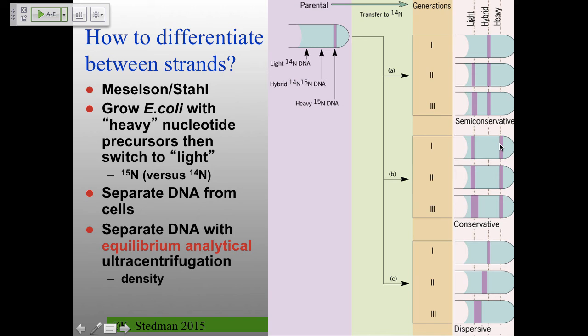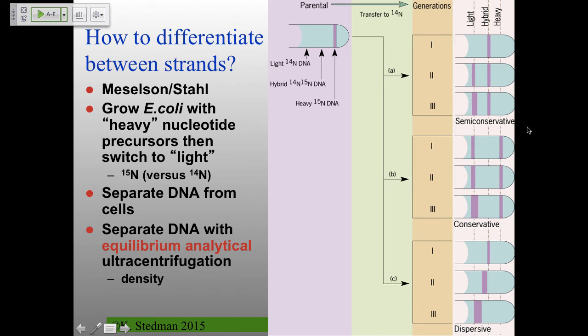If you have the dispersive replication, after the first generation, this actually looks identical between dispersive and semi-conservative. It's half and half. So in this case, you have to go to another generation where, instead of being half and half, your dispersive would be 1/4, 3/4. And then after the third generation, 1/8, 7/8. And so it's all going to be moving together as opposed to seeing the two bands that you have here to start with. So how was this experiment done?